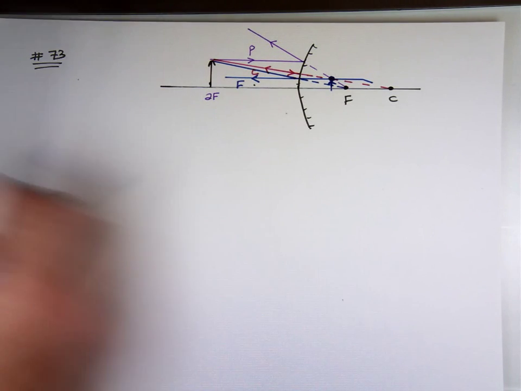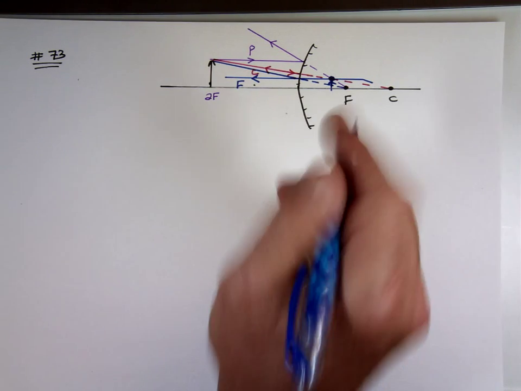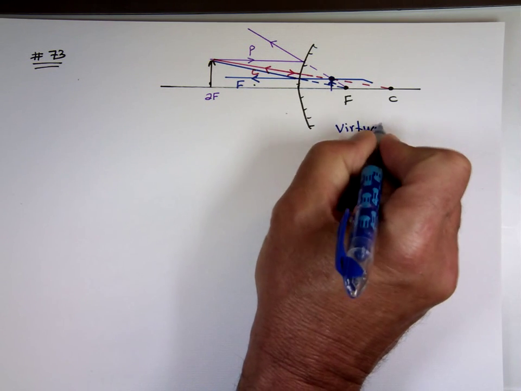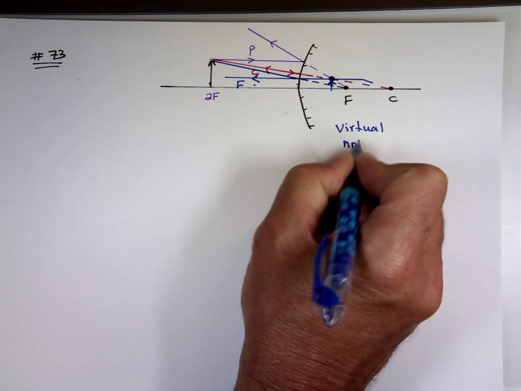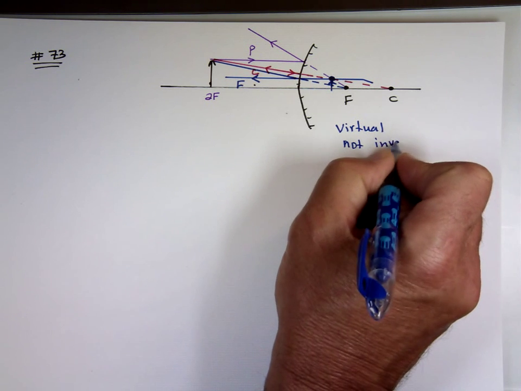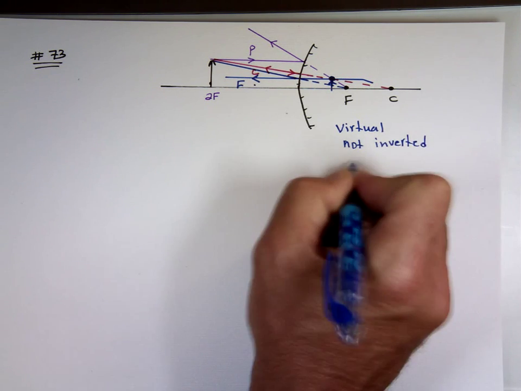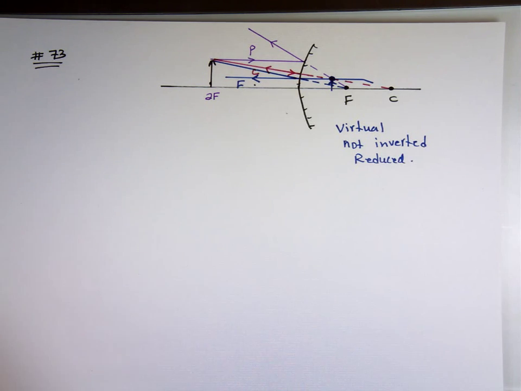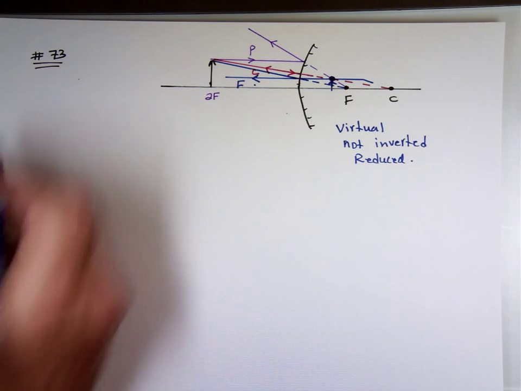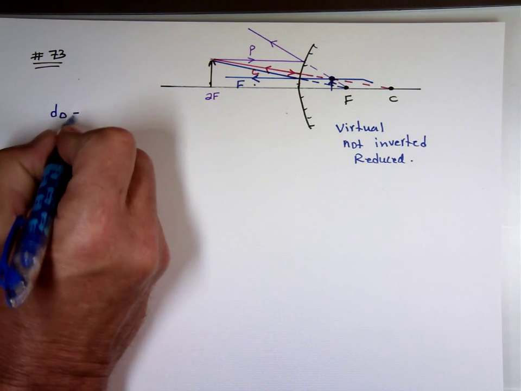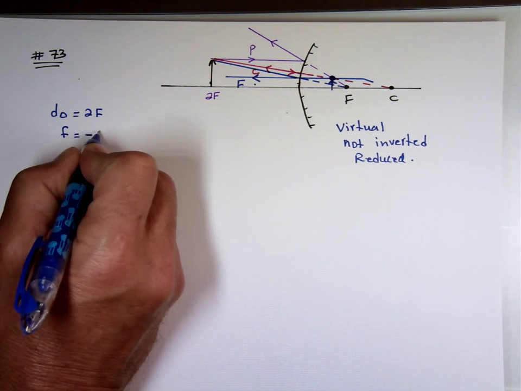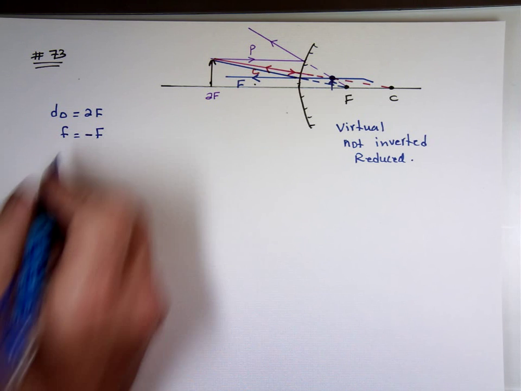So I can tell you a few things about the image. It is virtual, not inverted, and reduced. So what I know, distance of the object is 2f. The focal point is negative, has to be a negative f. We're looking where the image is.